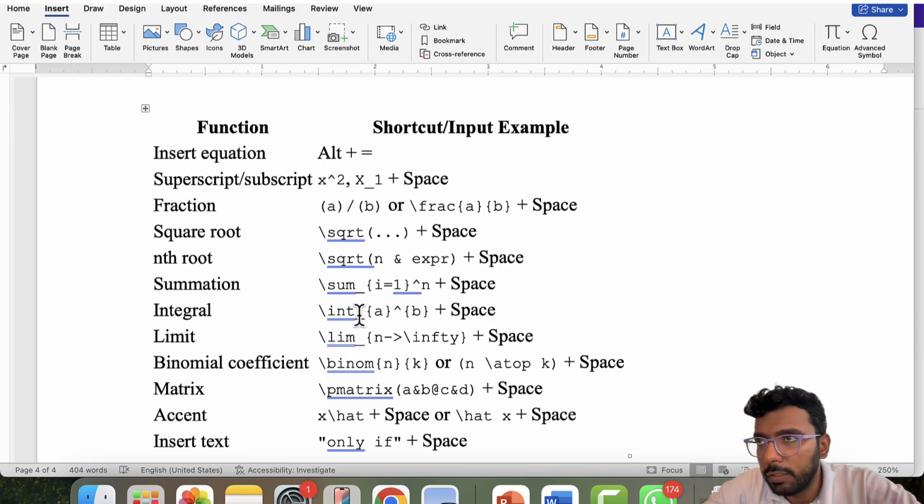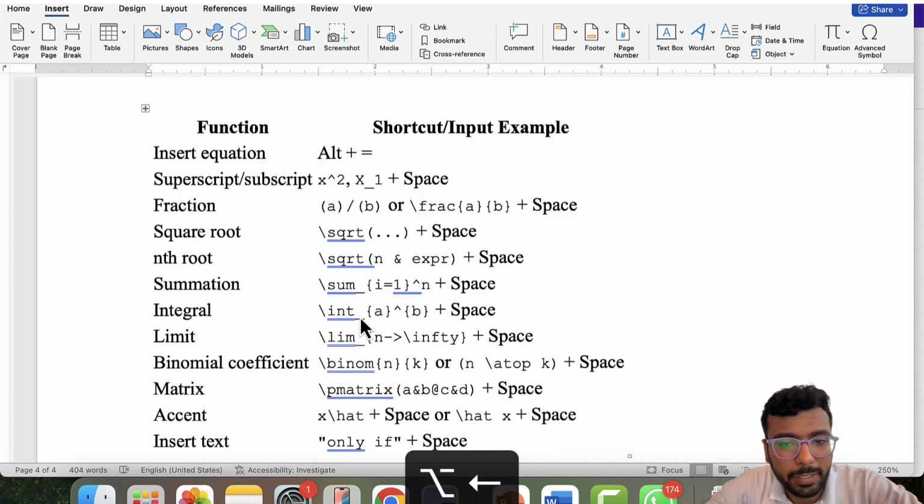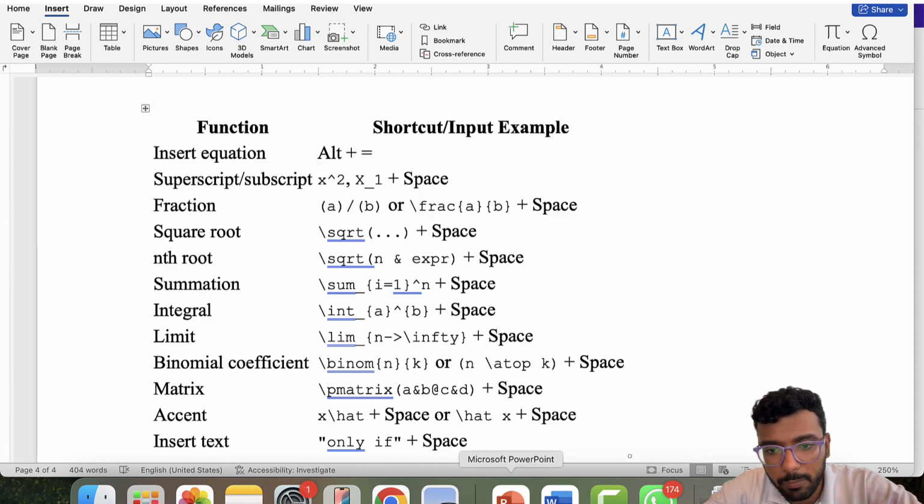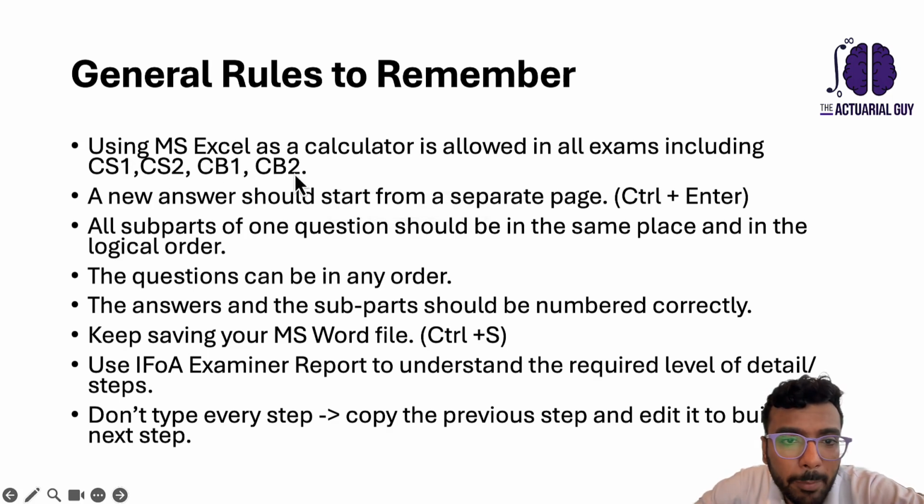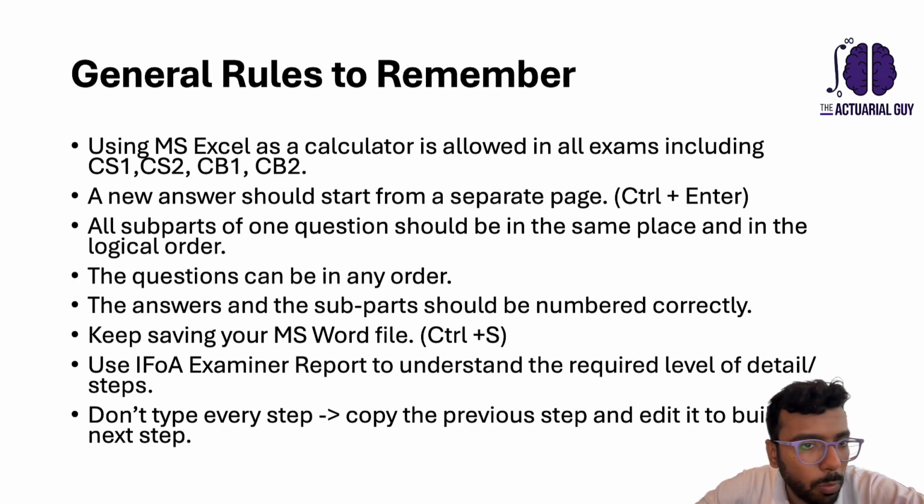Okay. Now, next thing I want to talk about are some rules and tips for the exam. Some tips I had already given you. I'll just give you some more. So, firstly, using MS Excel as a calculator is allowed in all exams of IFoA at least, including CS1, CS2, CB1, CB2. IAI doesn't allow it in CB1, CB2, but in CM1, CS1, CS2, CM2, I think you can use it. Just check again in the IAI rules, because their rules keep on changing. But you can use Excel as a calculator there, right? In IFoA, you can definitely use it, right?